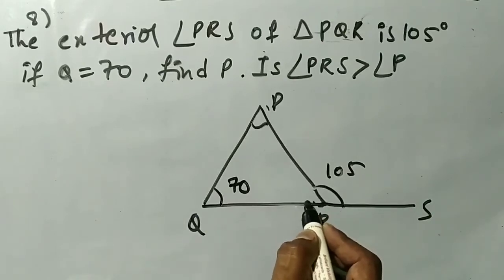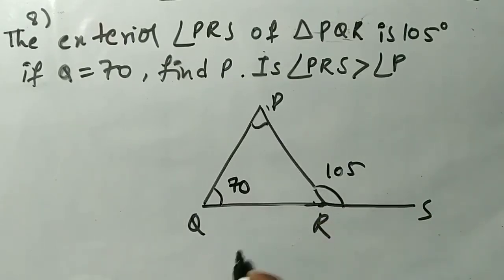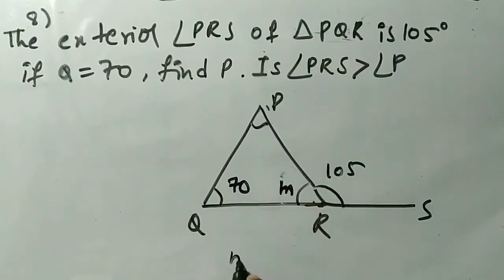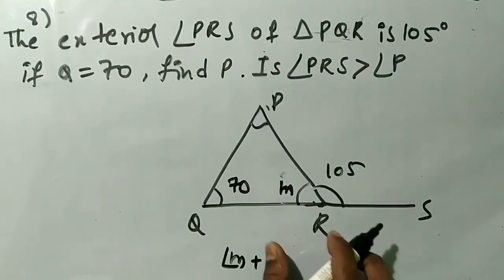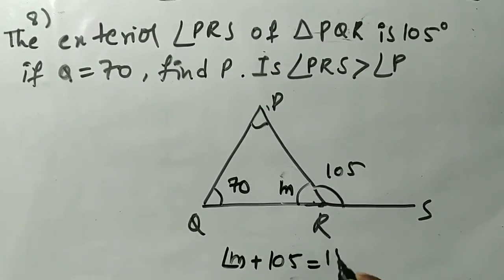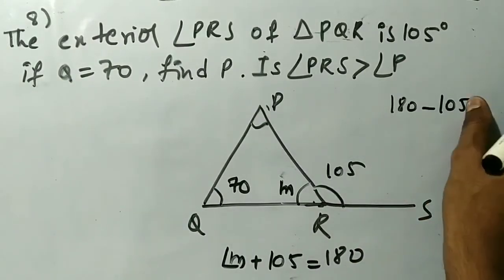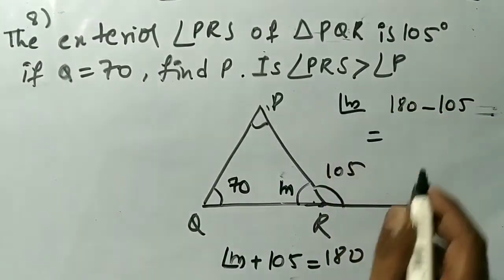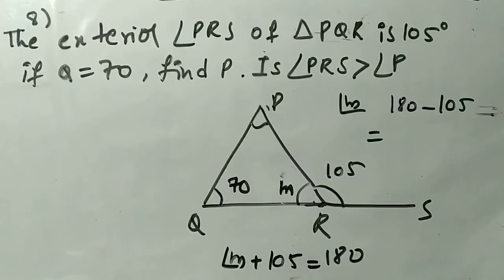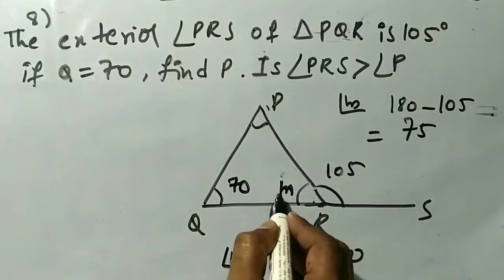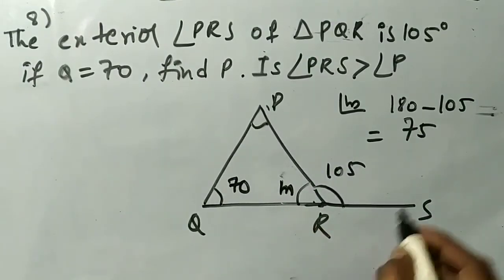Again, the summation of two angles on a straight line forms 180. Now here there is an angle M, which is not in the figure. Angle M plus 105 is equal to 180, because a straight line forms 180. So 180 minus 105 is angle M. We know that 180 minus 105 is 75. So M is equal to 75.